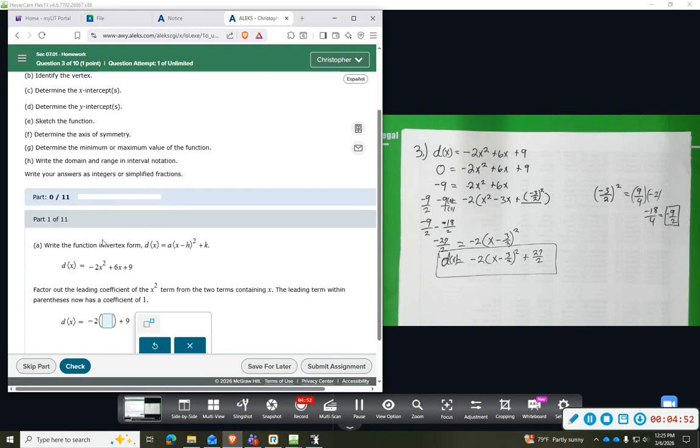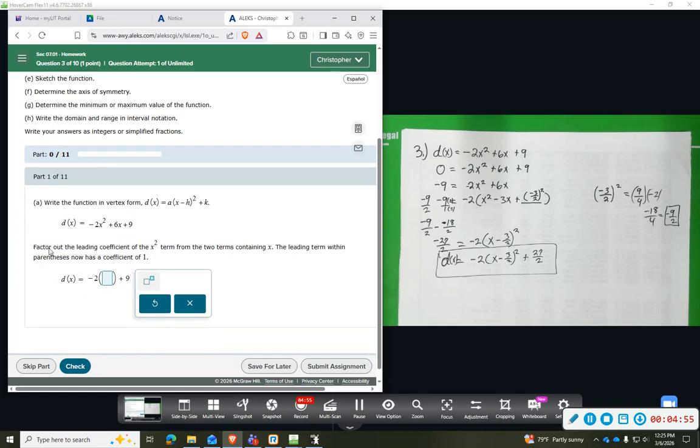And so we'll go through all these parts. A says write it in vertex form. It tells you to factor out the leading coefficient so that the coefficient of x squared is a positive 1. The leading term within the parentheses now has a coefficient of 1. So once we've done that part, that's kind of like this part right here. I guess that's the part we're looking for. So x squared minus 3x. And that's the part in the parentheses. They hadn't moved the constant over, but it's essentially the same part there.